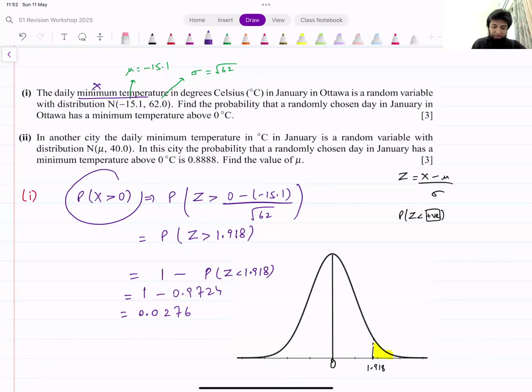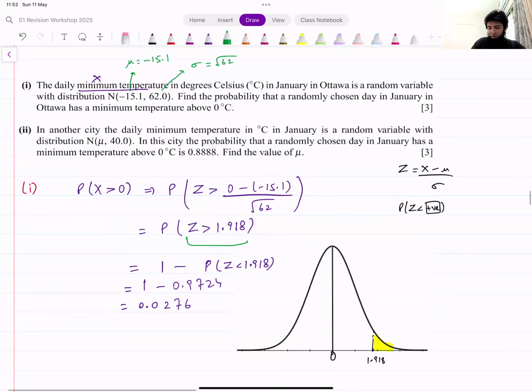So what's the probability of the temperature being above 0 degrees Celsius? That means probability of X greater than 0. That's what you have to figure out. How do you do that? You first of all convert it to Z using this formula. Z is X minus mu over sigma. So it becomes Z greater than this using the formula. You get Z greater than 1.918. Again, you think of the normal distribution curve. This is not the standard form. You do 1 minus the area to the left of this to convert it to standard form. Find this from the table and you get the result.